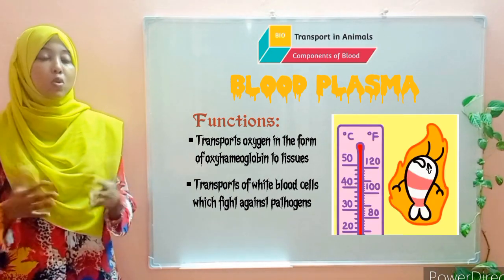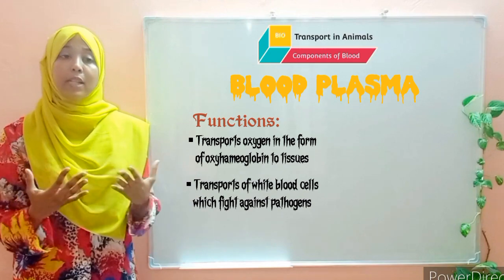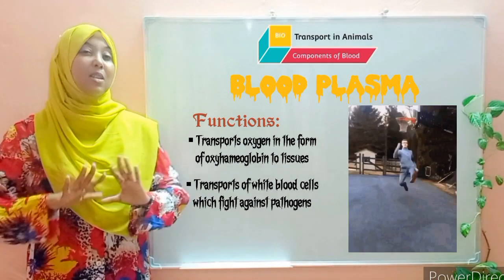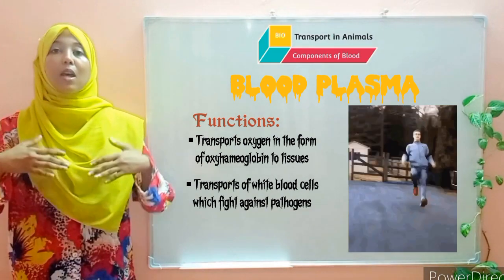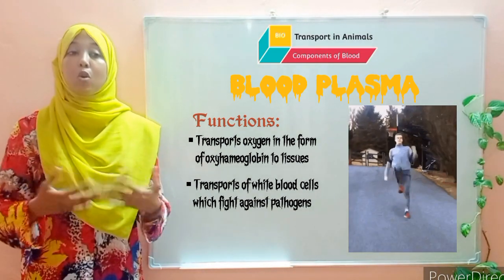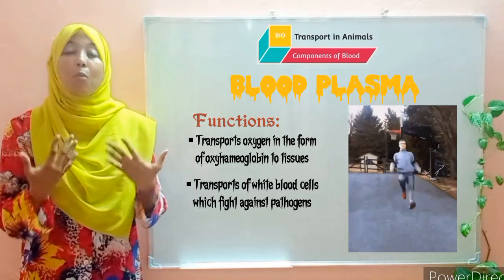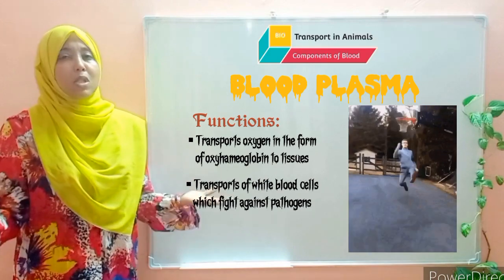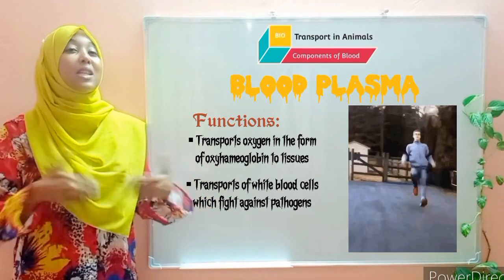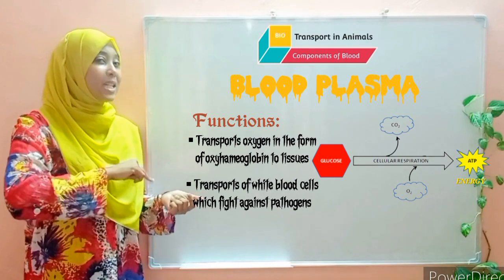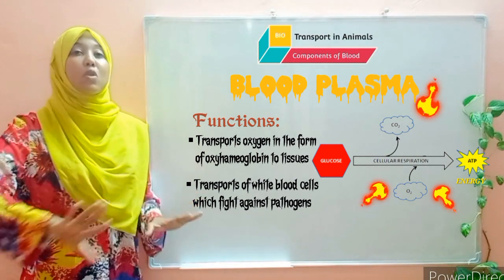Now, how does it do so? You find that when our bodies are active, for example, when our bodies carry out certain physical activities, there's a lot of heat that is usually produced. Now, this is because during physical activities, our bodies require a lot of energy. Why? Okay, for the physical activities. Now, this energy is produced through respiration. Now, when energy is produced, heat is also released.